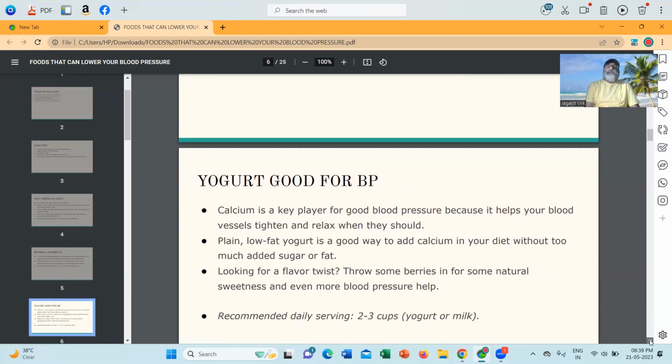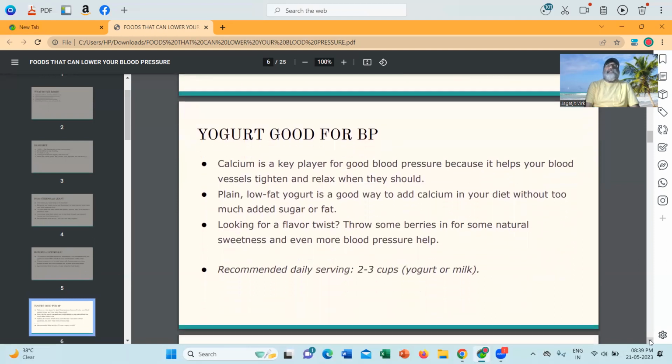Yogurt is good for BP. Calcium is a key player for good blood pressure because it helps your blood vessels tighten and relax when they should. Plain low-fat yogurt is a good way to add calcium to your diet without too much added sugar or fat. Looking for a flavor twist? Throw some berries in for some natural sweetness and even more blood pressure help. Recommended daily serving is 2 to 3 cups of yogurt or milk.